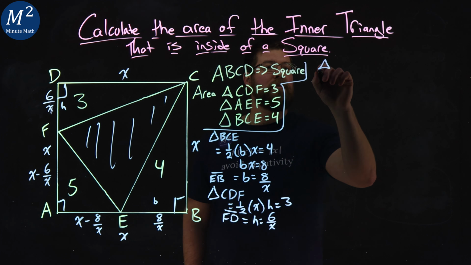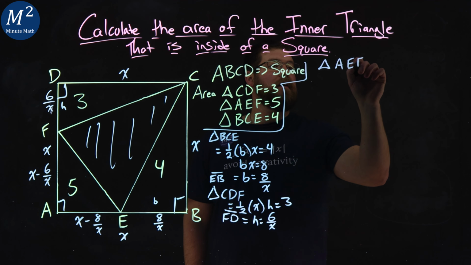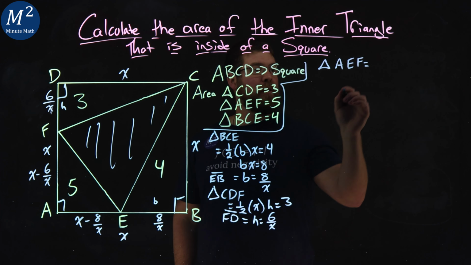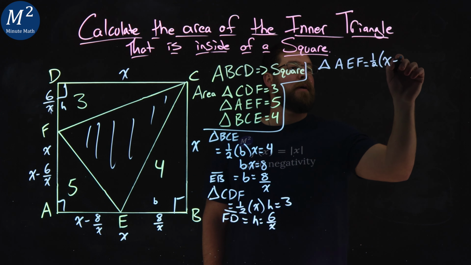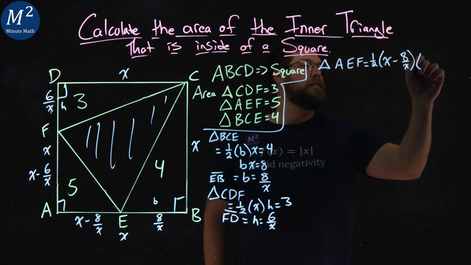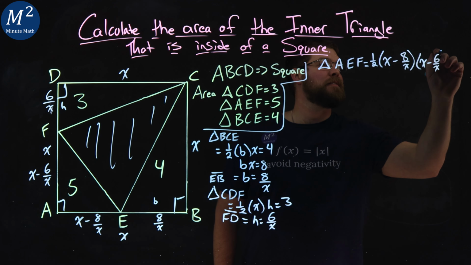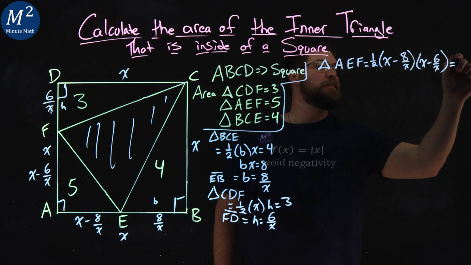So triangle AEF, its area is going to be equal to 1/2 our base, x minus 8 over x, times our height, x minus 6 over x, and we know that's equal to 5.